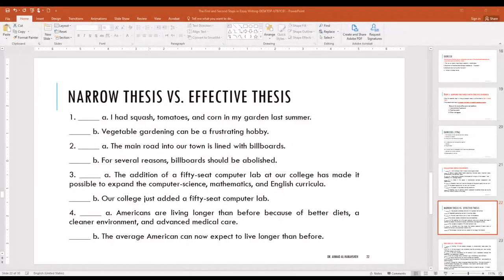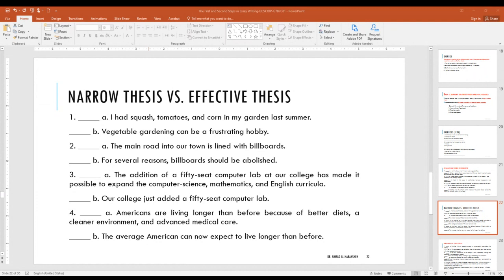The main road into our town is lined with billboards. For several reasons, billboards should be banned. A is narrow. B is an effective thesis statement, because for A, anyone who hears this sentence will say, so what? Right? So what?